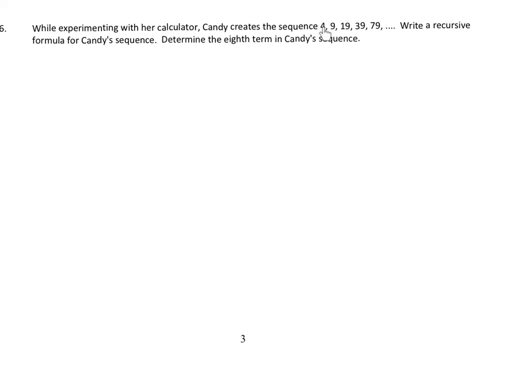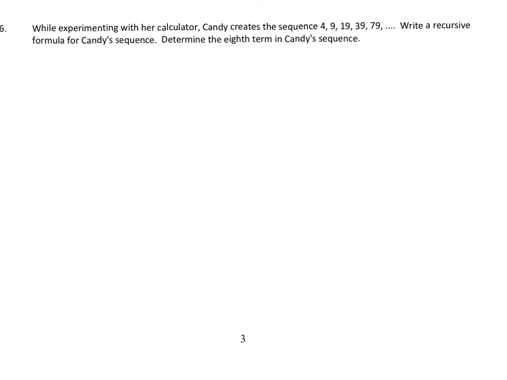If I double 4, that gets me to 8. And then if I add on 1, I'm at 9. If I double 9, that gets me to 18. And if I then add on 1, I'm at 19. Try one more. If I double 19, if I multiply this by 2, it gets me to 38. So if I add on 1, it gets me to 39. So what I'm doing is I'm just multiplying the previous term by 2 and then adding on 1.